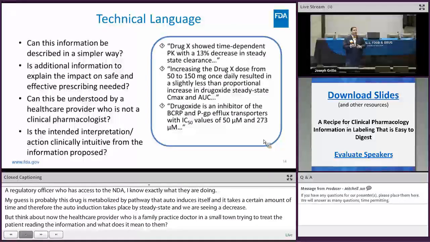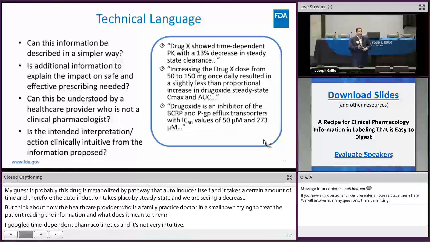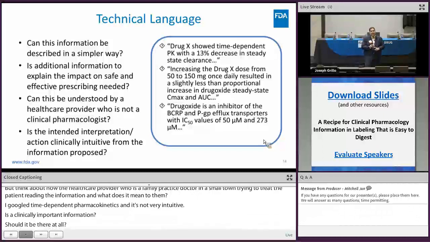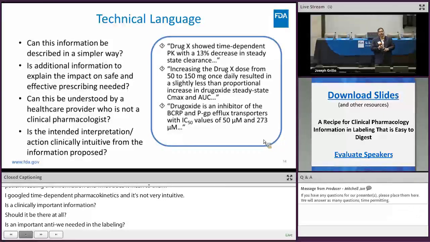So things to think about. Well, one, is it clinically important information? Should it be there at all? Is this 13% decrease important? Do we need it in the labeling? If it's not clinically important, but we think we should still communicate it anyway, then do we need to just say there's a 13% increase, but it's not deemed clinically significant? Or the other side of the coin would be don't include it at all.